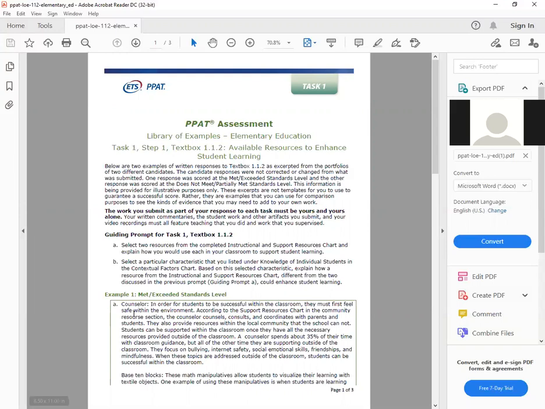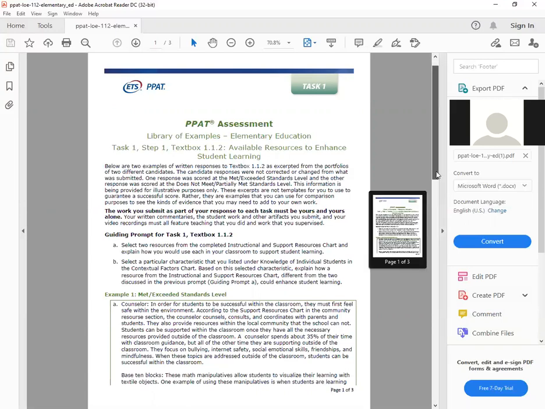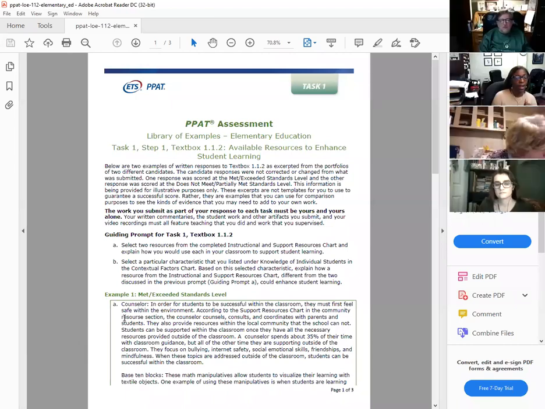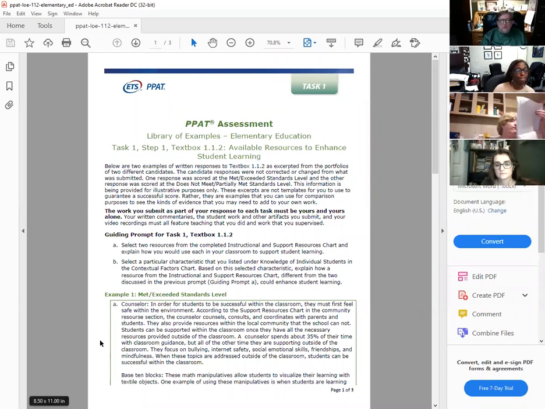Okay, so this one, A, what did this individual use? Counselor. She used the counselor. Yeah. And what else did she use? There were 2. The base 10 blocks. Base 10 blocks. Okay. Now we have our 2 resources. Excellent. So now, how would you use them in your classroom to support student learning? How was the counselor used in order to support student learning? Anybody?